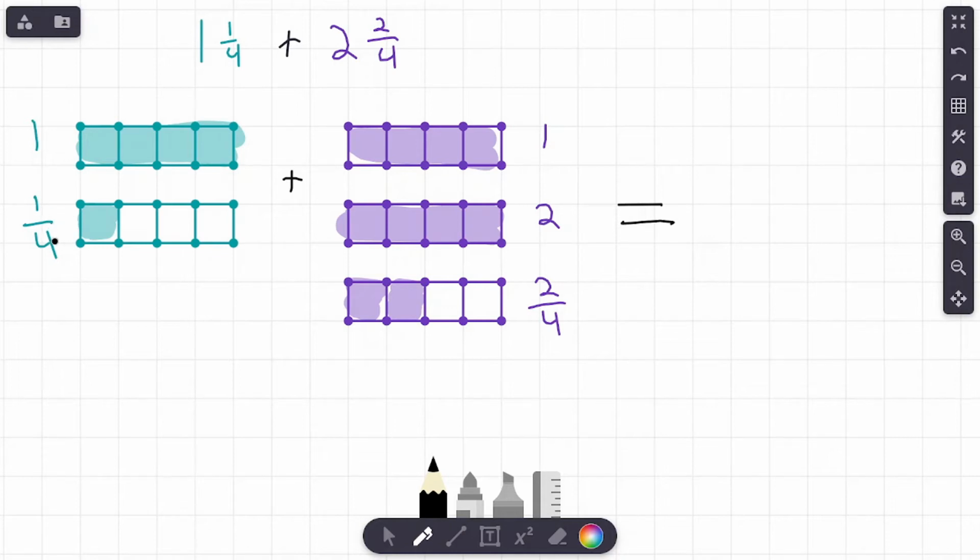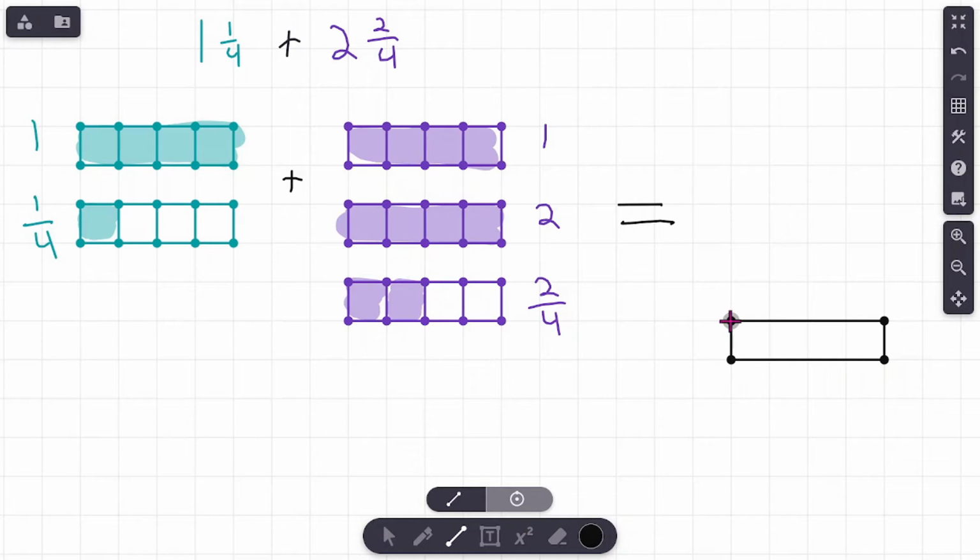Okay, so take a look. What would 1/4 plus 2/4 equal? Let's think about that. Actually, you know what? Let's draw it. What would 1/4 plus 2/4 look like? Let's show it on this model.